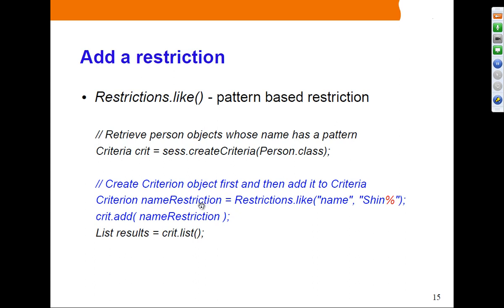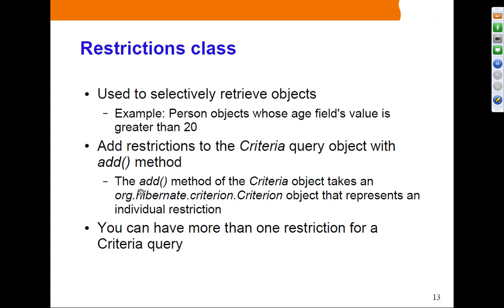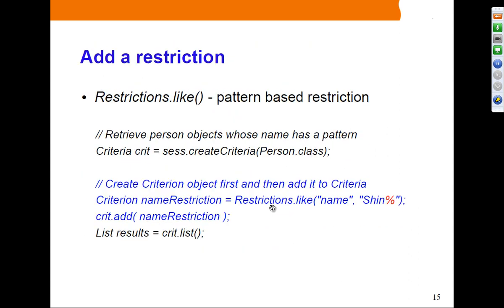If I go back to this, you use the add method of the criteria object, and it takes the criterion object, which represents the restriction. So if you go back to the code here, whenever you use restrictions, the like method returns a criterion object, and you can add the criterion object to criteria. You can add multiple criterion objects to your criteria, and it will be used again to create a where clause underneath.